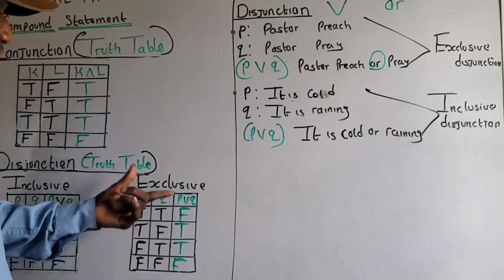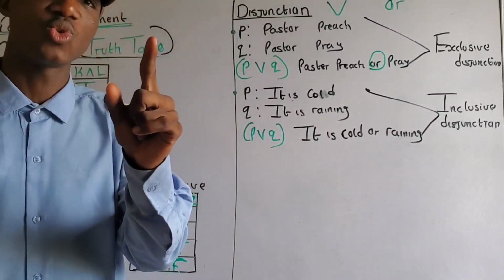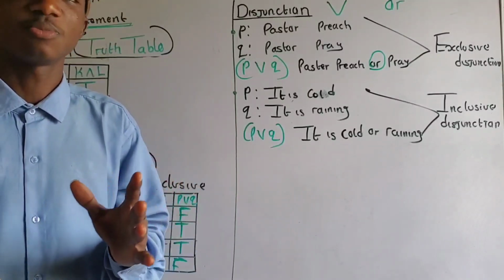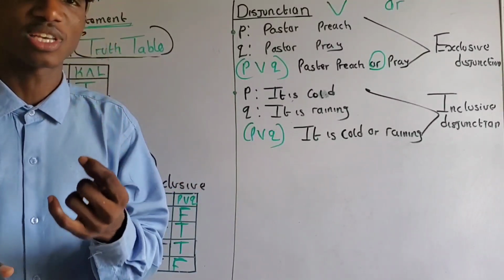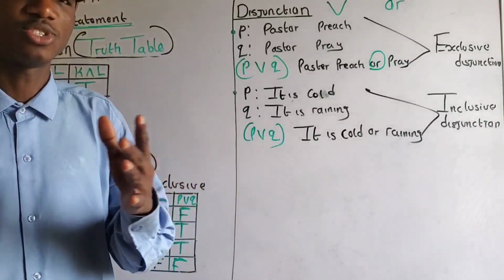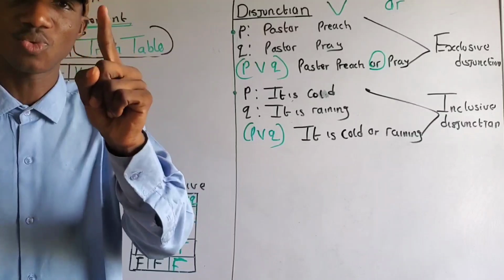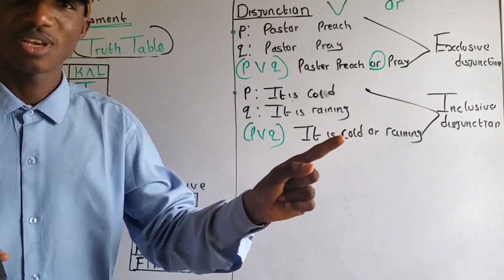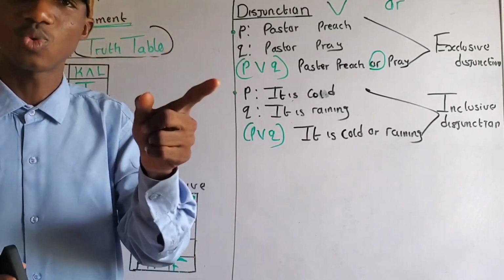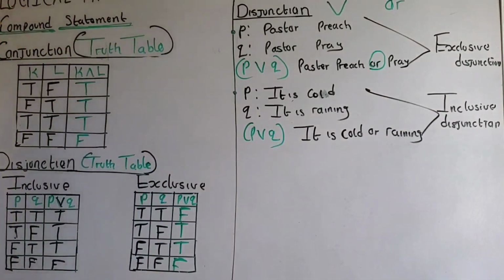Are you getting it? So in the exclusive sense, we are talking about a disjunction whereby the conclusion is true if one of the statements is false. Because both statements cannot occur simultaneously. Both events cannot occur simultaneously. And you can put it like this: exclusive disjunction is a type of disjunction in which the conclusion is true if only one of the statements is true. If both statements are true, we are going to have false. If both statements are false, we are going to have false. But if one of the statements is true, we are going to have true. Do you understand? Okay, so that is exclusive disjunction, while this is inclusive disjunction.